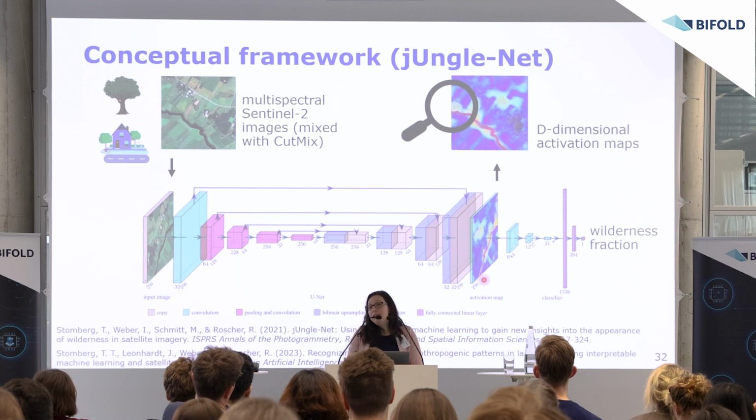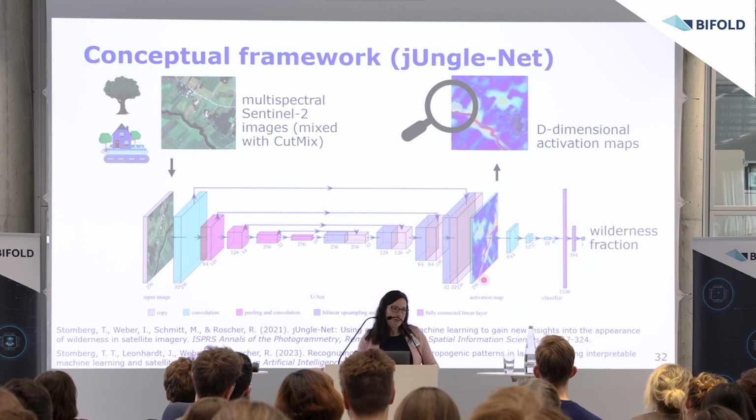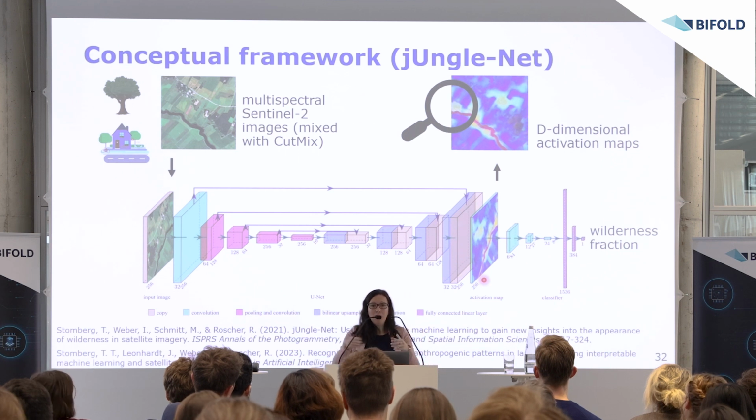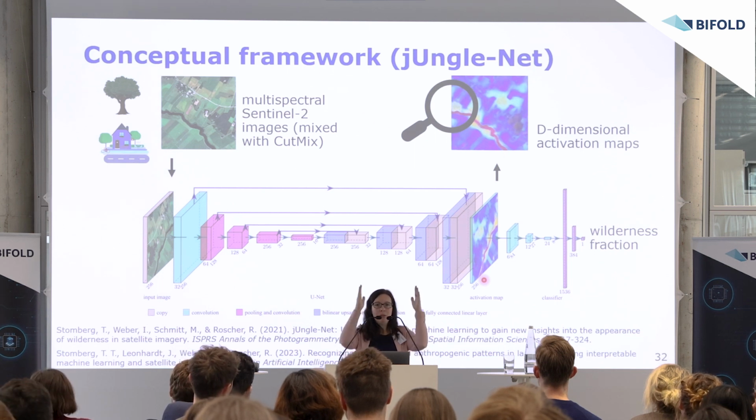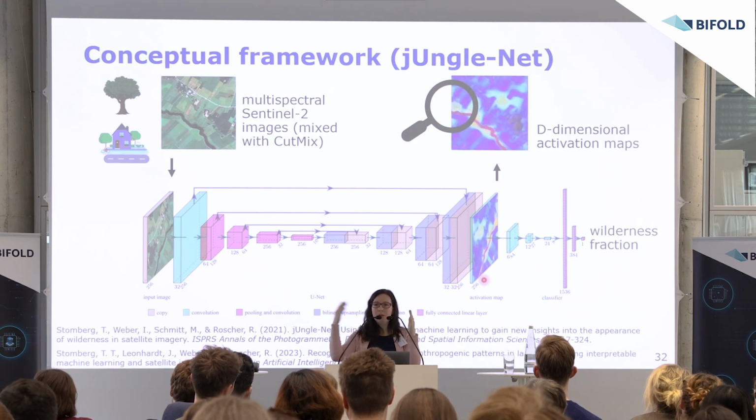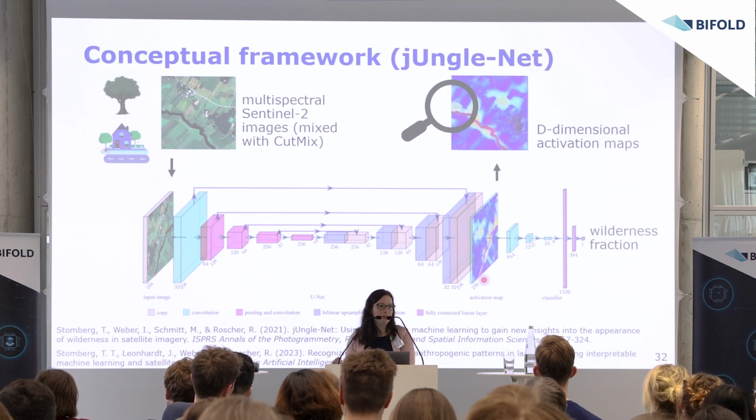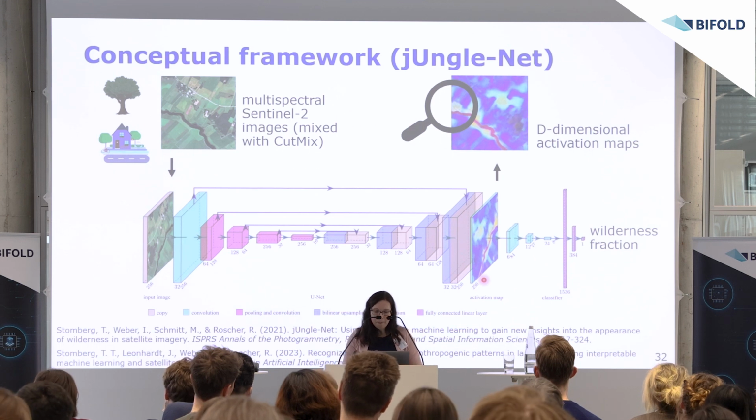The network is actually a regression network because, as I said, we only define the extremes. That means we somehow need to define something in between in a controlled way. What we did is we used CutMix. CutMix means you have an image patch, you cut out a specific part of the image from one class and you patch in the other class. So we have a wilderness fraction and we can train the network exactly with this in a controlled way.